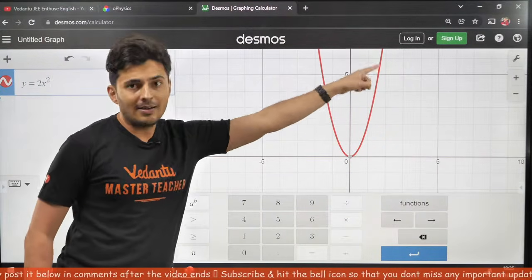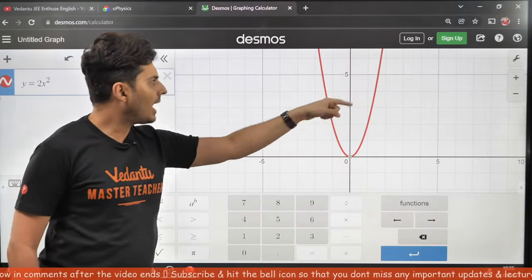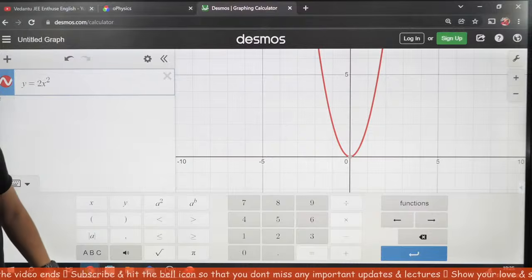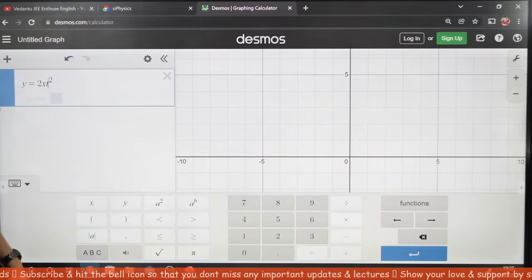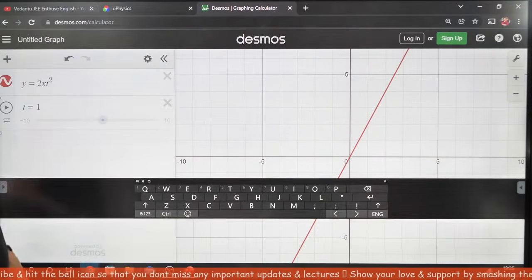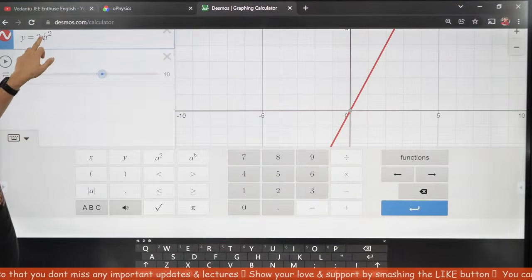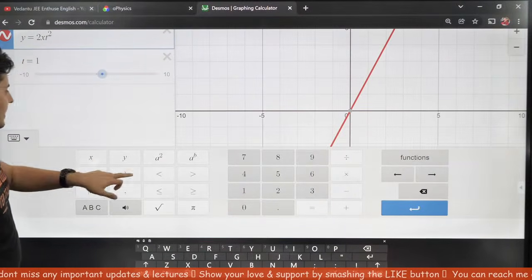This is a graph which is like a parabola, and let me also add some t over here, maybe like this, maybe t. Okay, and I'll put up a slider. This is a very, very interesting graph. Let's see what happens.